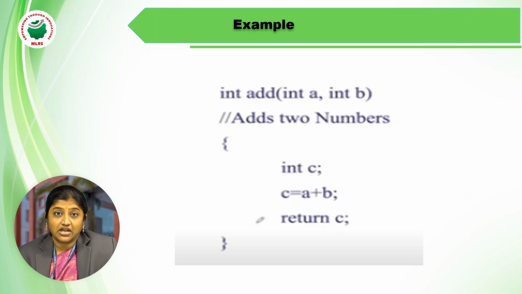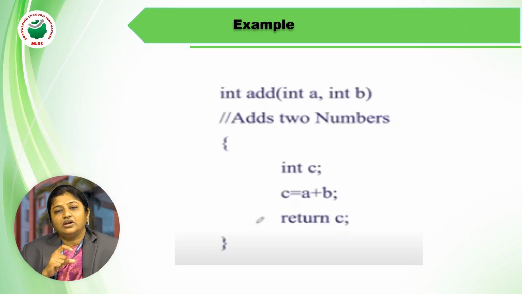Next line is a comment line, that is, adds 2 numbers. So automatically the lexical analyzer eliminates the comment lines also. Open brace again, int c, int is there again, a space is not considered a token, so c is there, then semicolon. So 1 2 3, there are 3 tokens here. Next, c is equal to a plus b semicolon, return again, 1 2 3 4 5 6 tokens.